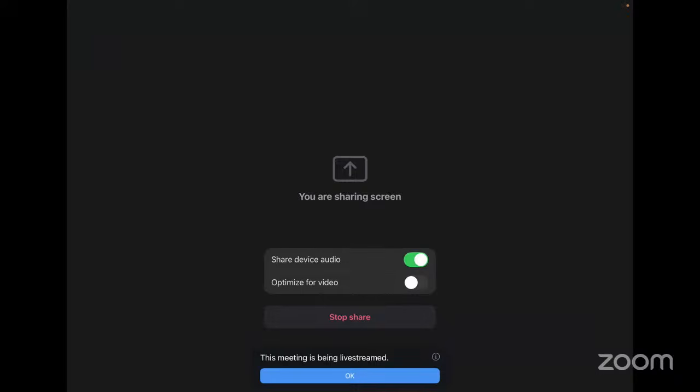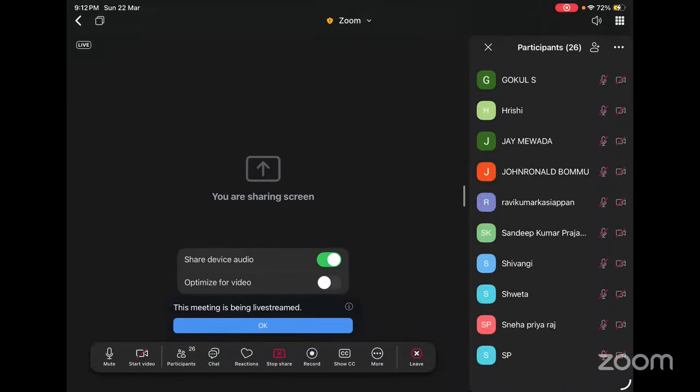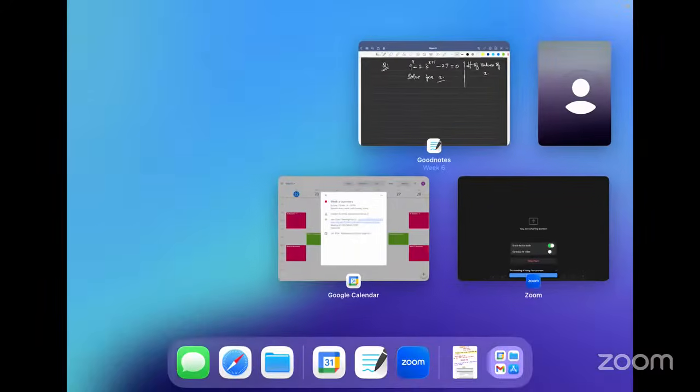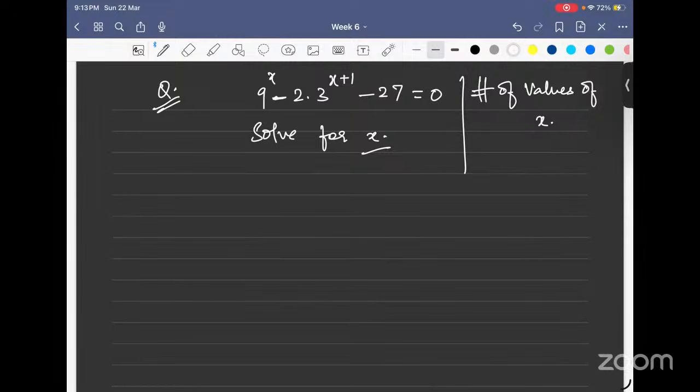How many of you have got the answer? Okay, let's solve it out. So how did you solve? You can just consider the what?